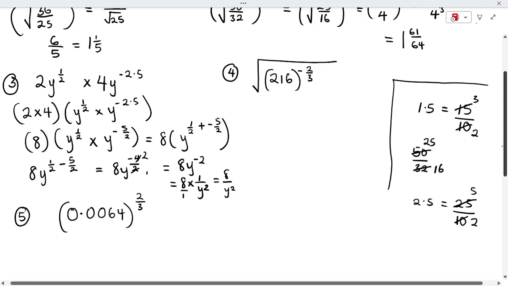So it's quite simple. Take the numbers to one side, take the alphabets to one side, the same base. Follow your law of indices, and then you arrive at this point. But always remember, check what the negative power is affecting. In this case, this negative power belongs only to y, so therefore it's going to affect only y. It will not affect the 8.